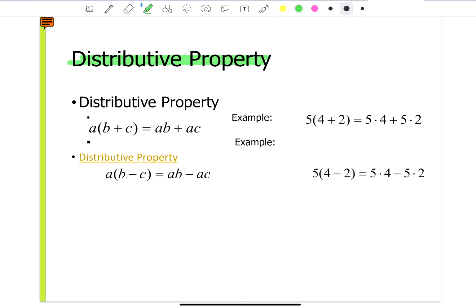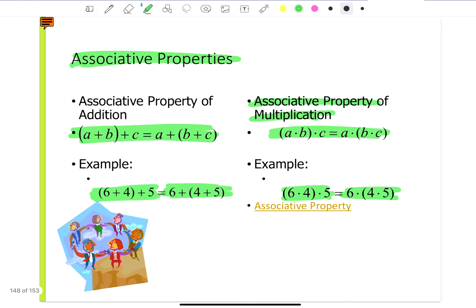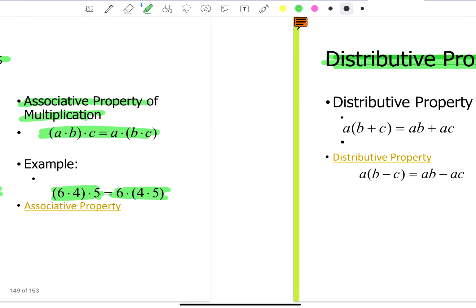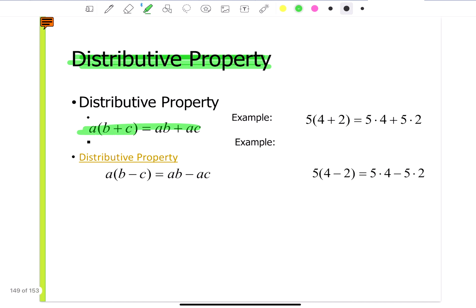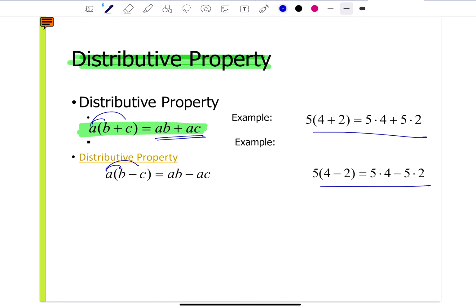Next property is distributive property. Earlier we saw commutative and associative properties. We had commutative of addition, associative of addition, commutative of multiplication, and associative of multiplication. But distributive property involves both addition and multiplication. So a times (b plus c), the a gets distributed inside, turns out to be ab plus ac. If we have subtraction inside the parentheses, it would be ab minus ac. And we have examples of distributive property.